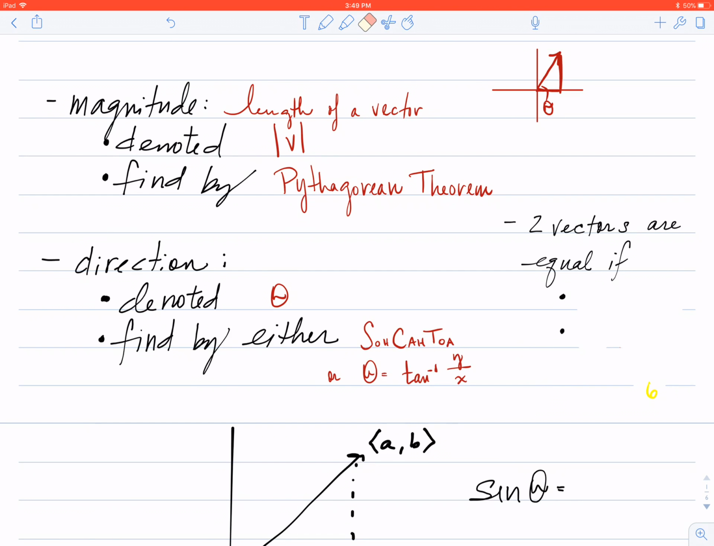Over on the side here, two vectors are going to be equal to each other only if their magnitudes are equal and their directions are equal, their thetas are equal. So you have to have both of those two things in order for two vectors to be equal to each other.